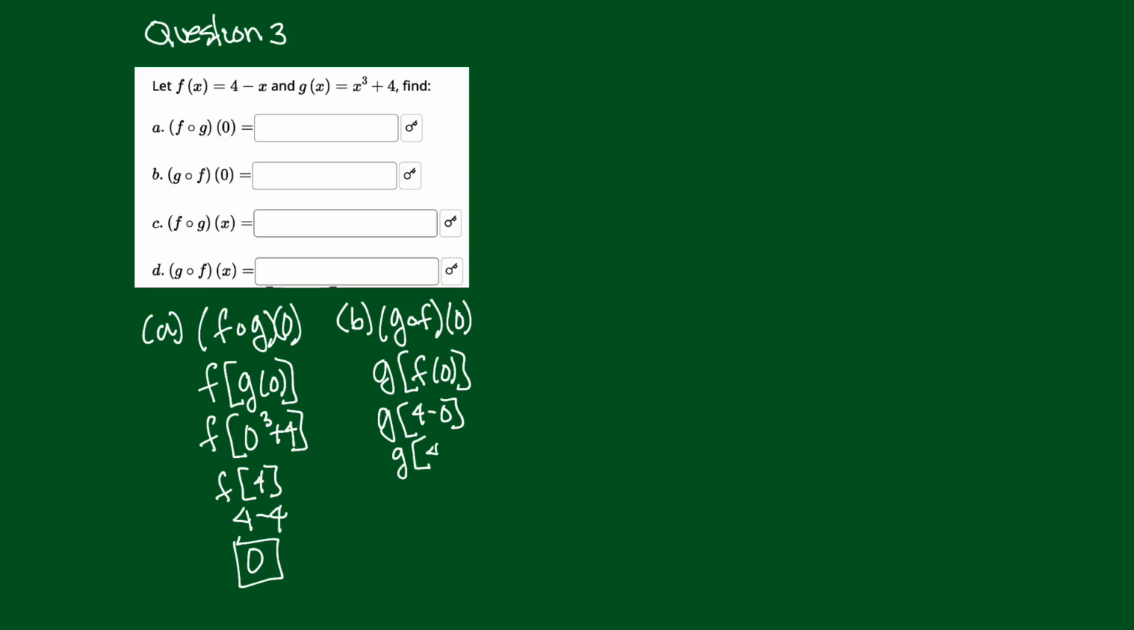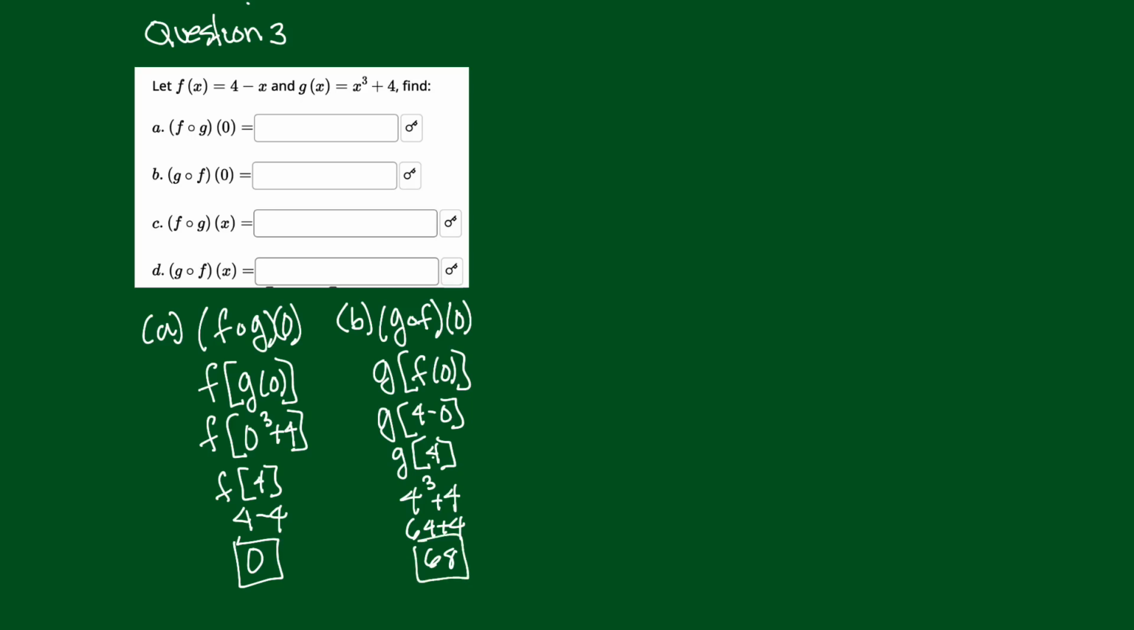So g of 4. Now what to do with the 4? All right, locate g and process the 4 with the g. So let's see, g is up here. It says cube whatever comes in and add 4. Now what's coming in is a 4. So I'm going to get 4 cubed and then plus 4. Now 4 cubed is 4 times 4 times 4. 4 times 4 is 16, times 4 is 64, plus 4. That'll give us a 68.